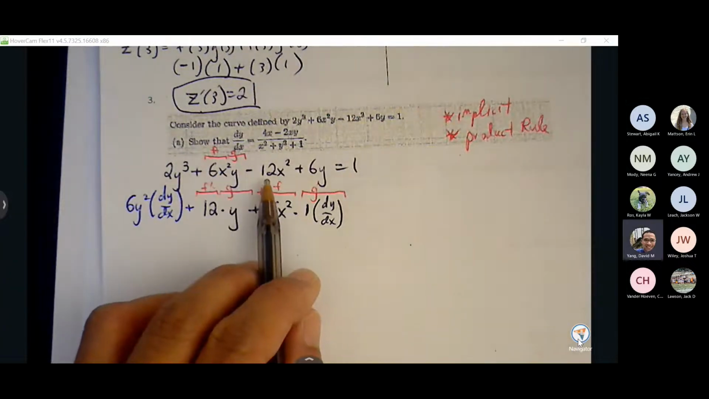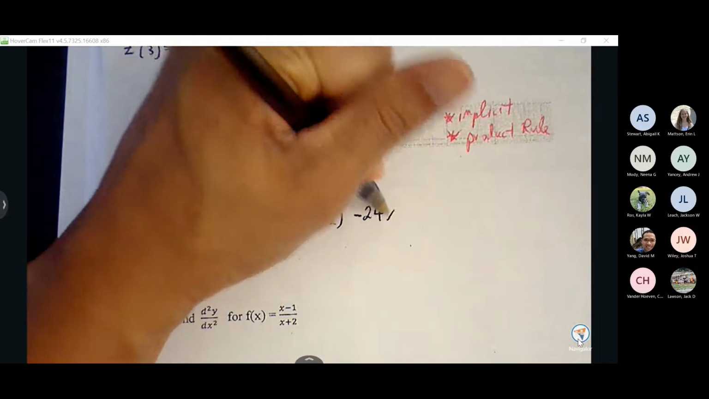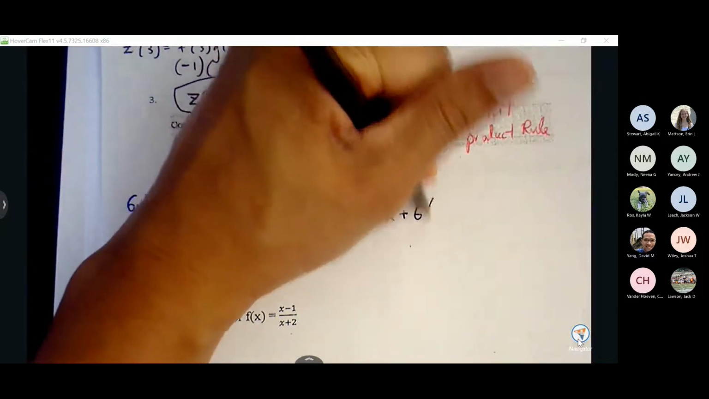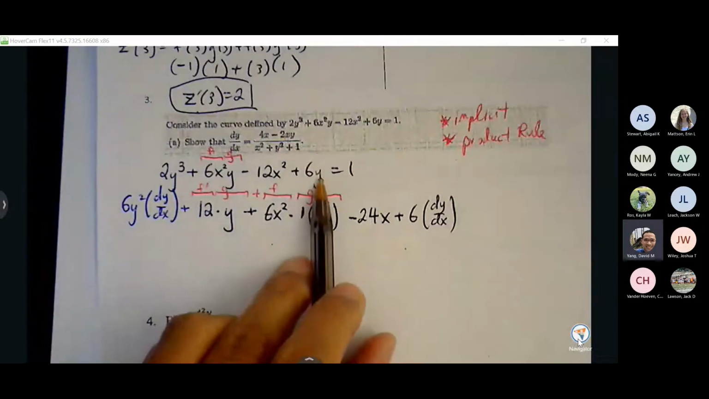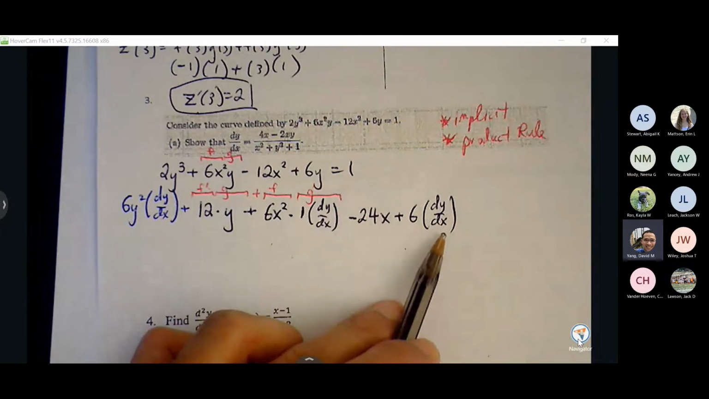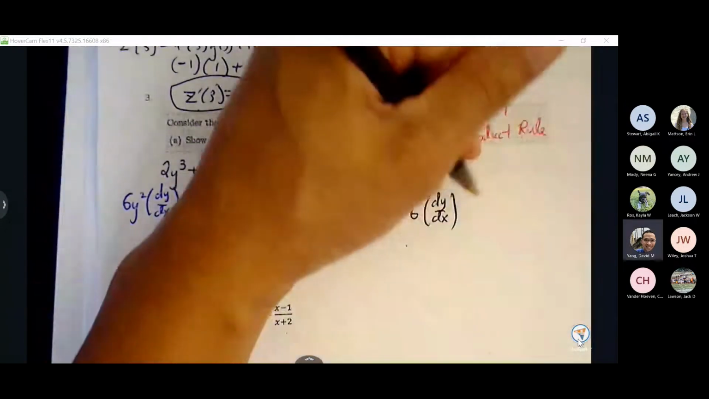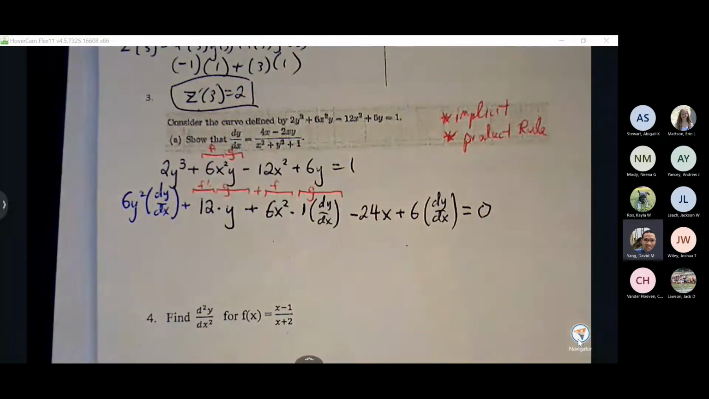So next up is 12x squared. Derivative there is minus 24x. 6y becomes 6. Don't forget your dy dx. So I'm starting with y, need a dy dx if I find the derivative. Okay, and then 1 goes to a 0. Sometimes students leave that 1 there thinking that it's only the left side that they're taking the derivative of. You're taking the derivative of both sides of your equation. So that 1 goes to a 0.